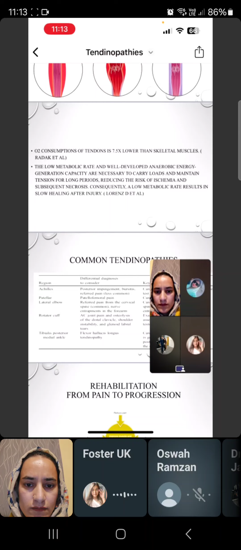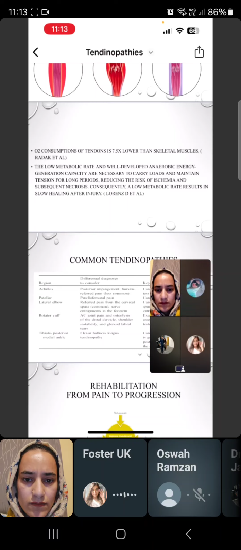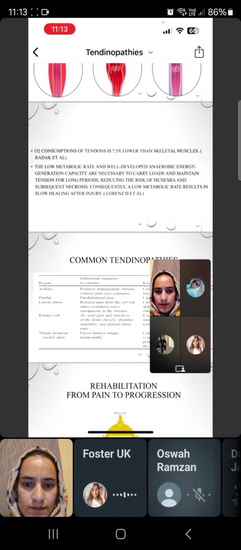But when they are damaged and when it comes to healing, that's also slower. That's the caveat of having less blood supply. So the low metabolic rate and well developed anaerobic energy generation capacity are necessary to carry loads and maintain tension for long periods. That's why we have less supply, reducing the risk of ischemia and necrosis, and hence the injury. But consequently, low metabolic rate will result in slow healing.